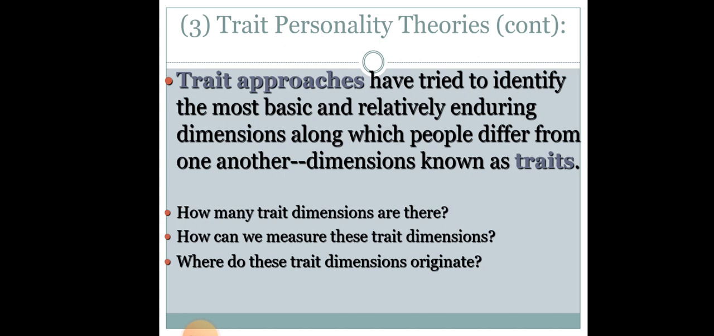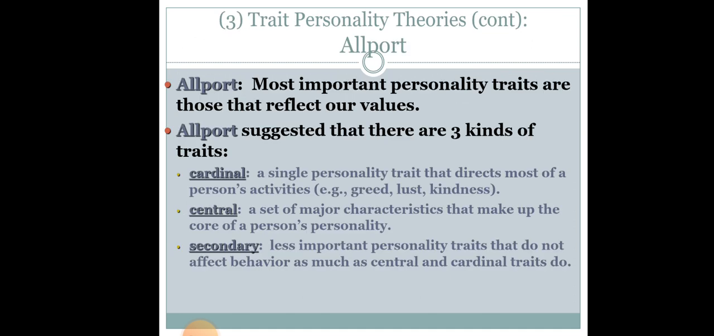How many trait dimensions are there? How can we measure the trait dimensions? Where do these trait dimensions originate? So, here I'm talking about Allport. Most important personality traits are those that reflect our values. So, the most important thing about this is what traits, what characters here identify your personality, and of course also reflect our values.